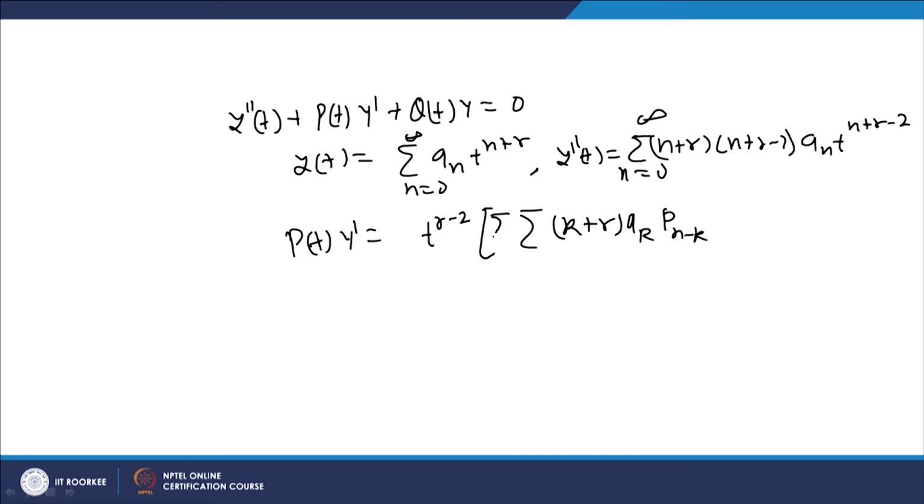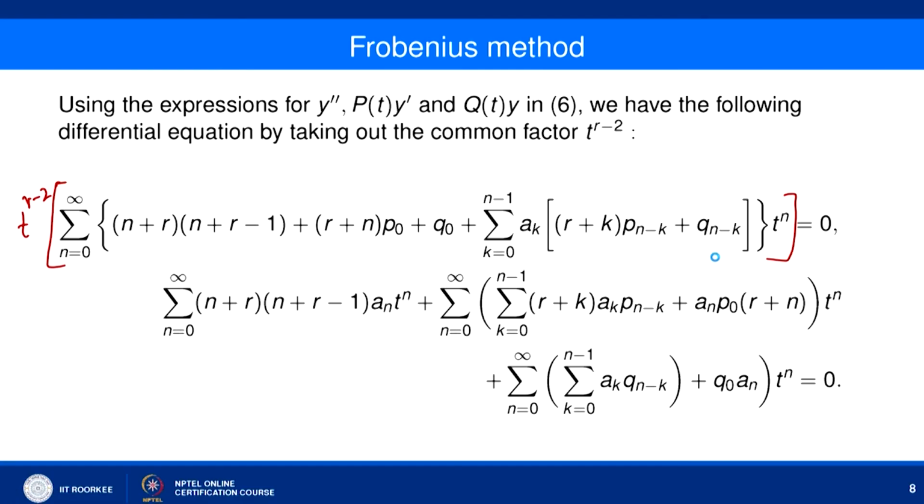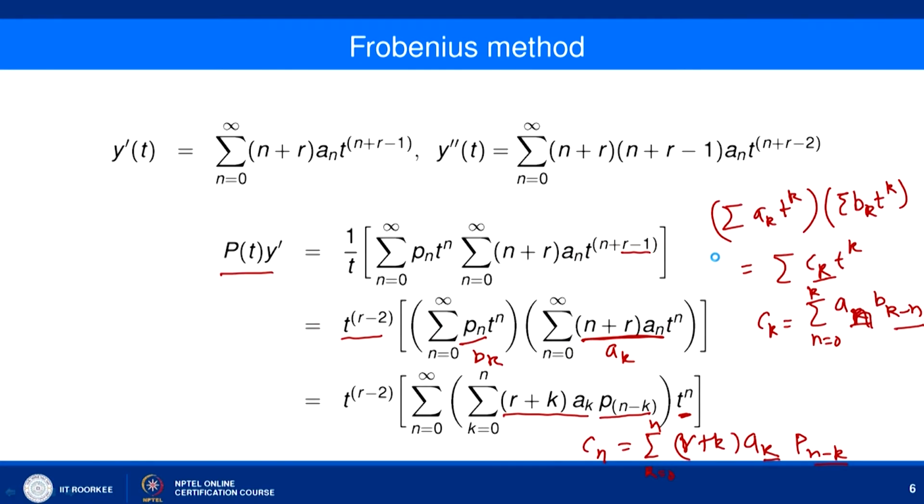Summation n is from 0 to infinity and k from 0 to n, and here we have t to the power n. So, that is how we have calculated p(t)y'. If you look here, we have calculated p(t)y' as t to the power r minus 2, summation n equal to 0 to infinity, k equal to 0 to n, (r plus k) a_k p_(n minus k) into t to the power n.